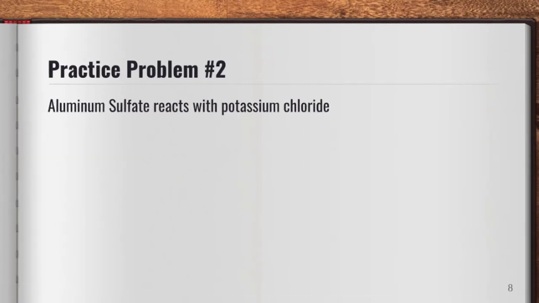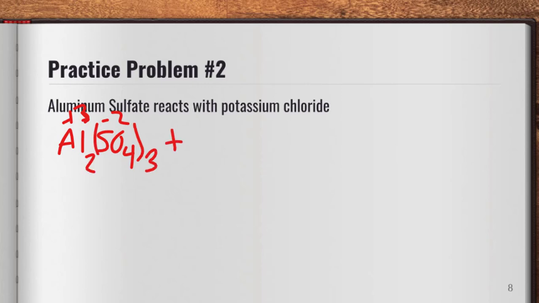Aluminum sulfate reacts with potassium chloride. Well, now we have to write our reactants out. So let's go ahead and do that. Aluminum, Al, sulfate is SO4, plus 3 minus 2. So this is Al2(SO4)3. Reacts with potassium chloride. KCl, plus 1 minus 1.